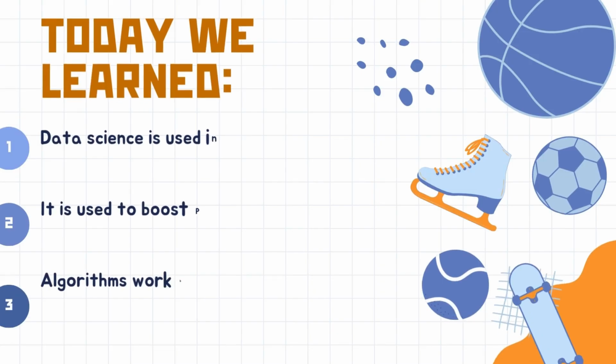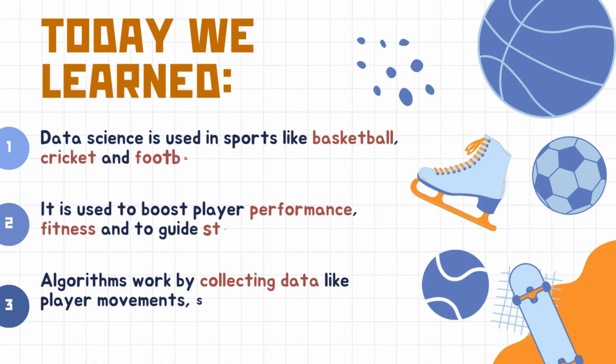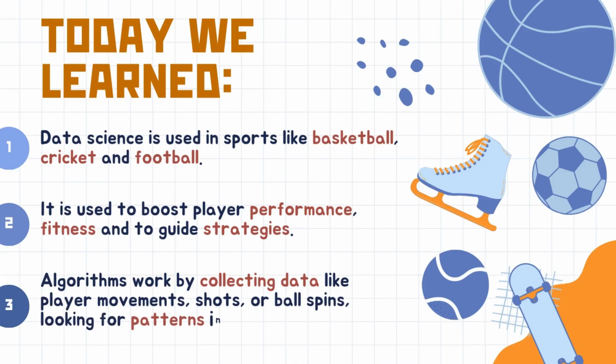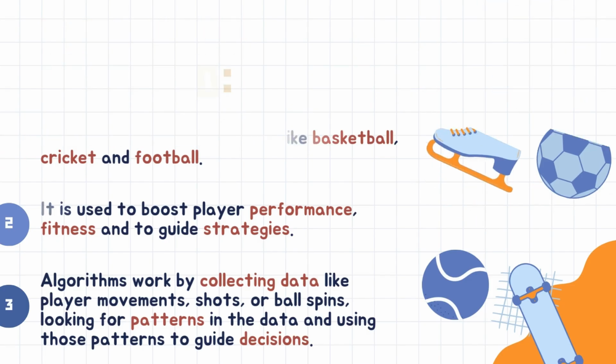So in summary, today we learned data science is used in sports like basketball, cricket, and football. It is used to boost player performance, fitness, and to guide strategies. Algorithms work by collecting data like player movements, shots, or ball spins, looking for patterns in the data and using those patterns to guide decisions.